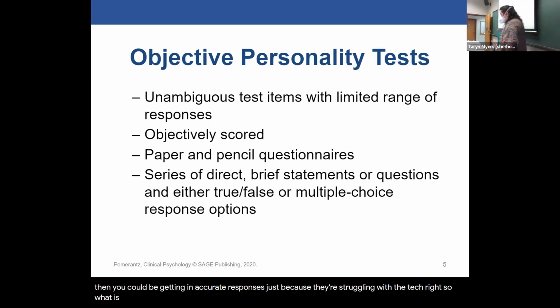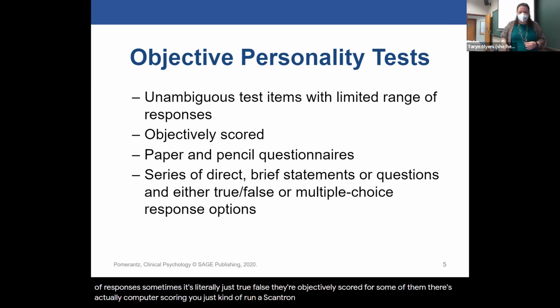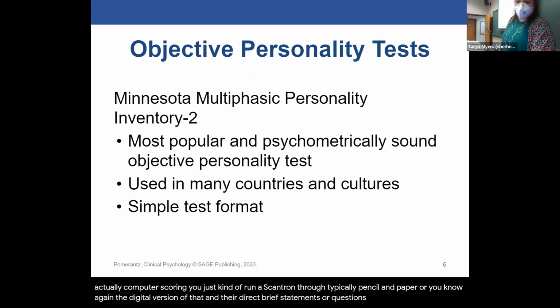So what I am mostly trained in are objective personality tests. These have unambiguous items and a limited range of responses. Sometimes it's literally just true, false. They're objectively scored. For some of them, there's actually computer scoring. You just run a Scantron through. Typically pencil and paper, or, again, the digital version of that. And they're direct, brief statements or questions.